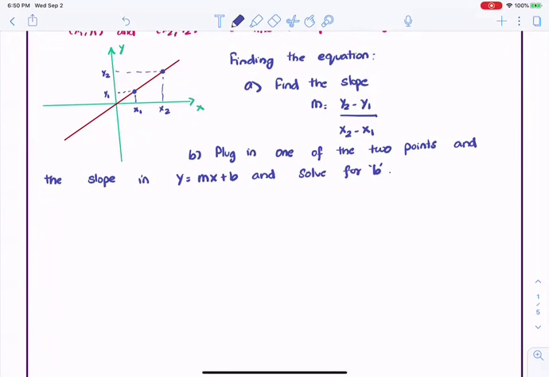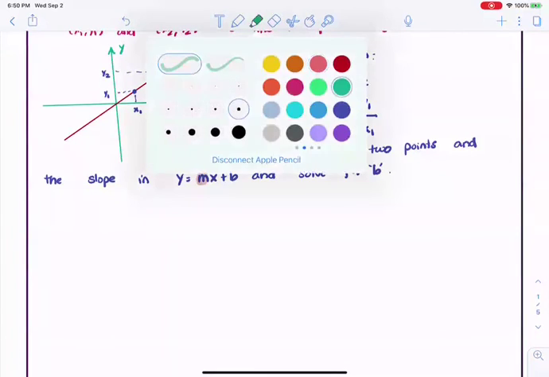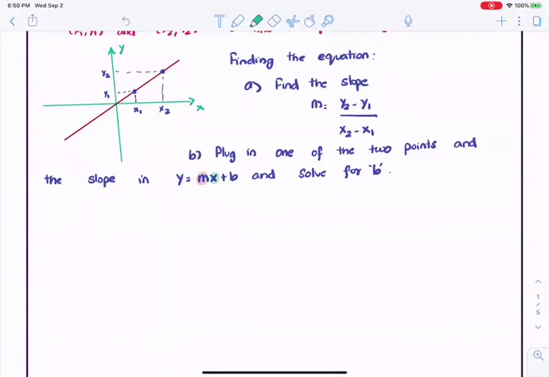So first you find the slope, and once you have the slope, you pick one of the 2 points and you plug in the slope, you plug in the points for x and y. So perhaps I could plug in x1 here, y1 there, and I can solve for b. So once you solve for b, you know the y-intercept. So that gives the y-intercept b.